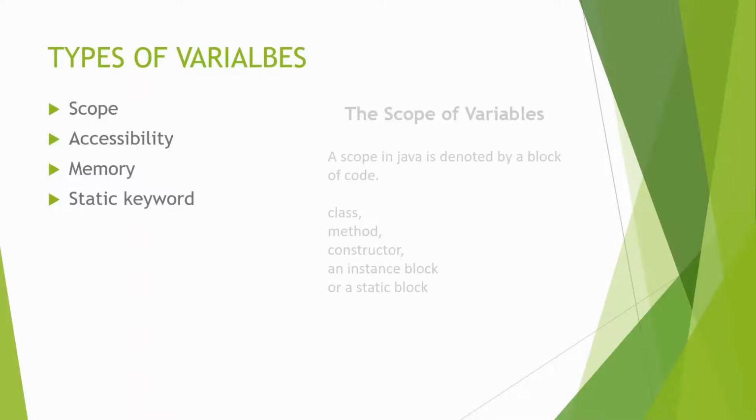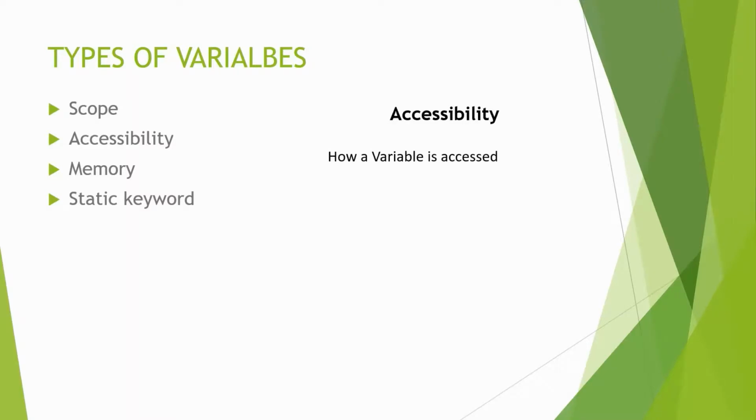Then what is accessibility? Accessibility defines access to variables. Accessing variables can be done using the class name, or by objects, or directly. Now we already know what scopes are. When we define variables in each of these scopes, we should be able to access those variables. So accessibility tells us the different ways by which we can access those variables that we define in those scopes.